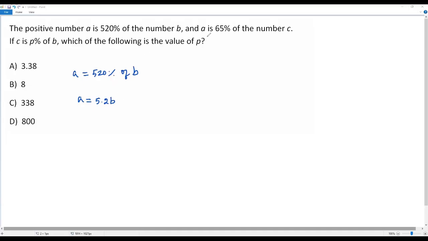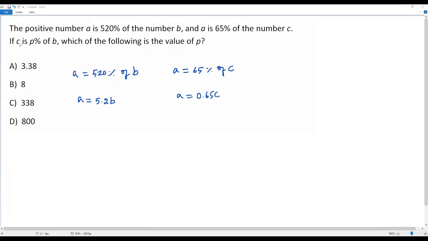Now let me consider the second information, that is A is 65% of the number C. That is A equals 65% of the number C. Okay, A equals, we can write this percentage as a decimal. Let's divide 65 by 100, then we get 0.65. And for "of," we can consider multiplication, that is 0.65 times C.